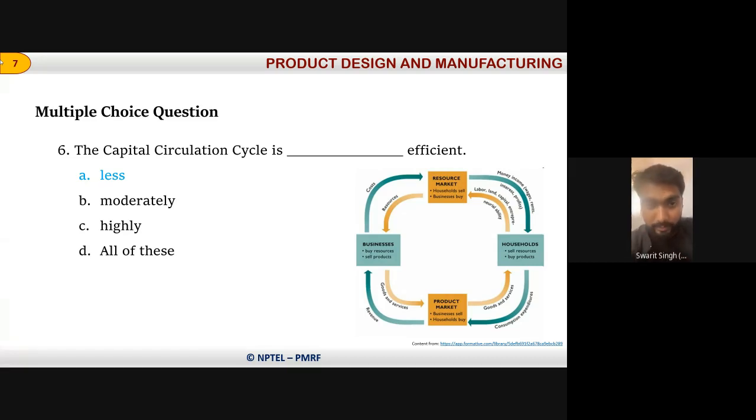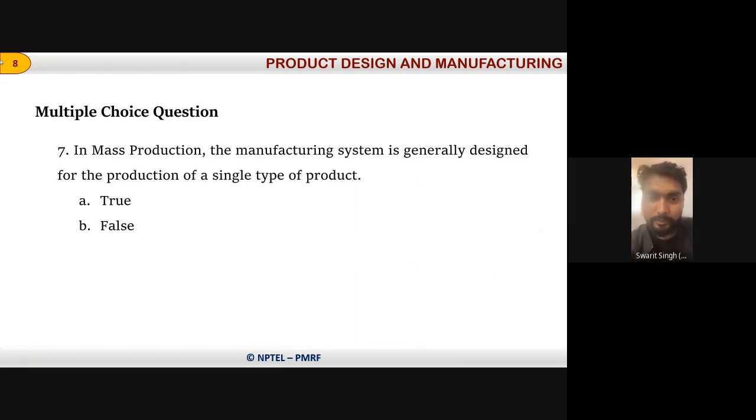So we are moving to the next question, question number 7. Again, it is a true false type question. It says, in mass production, the manufacturing system is generally designed for the production of a single type of good. So we are talking about mass production, where we are producing a component or a particular product in a huge amount, right?